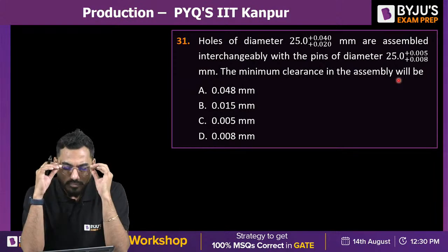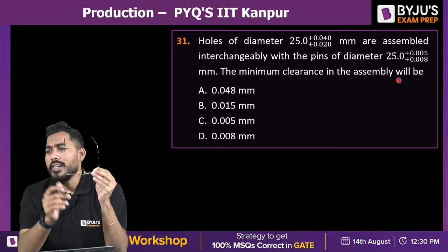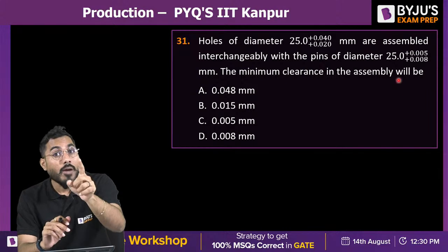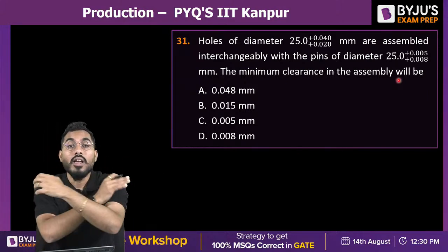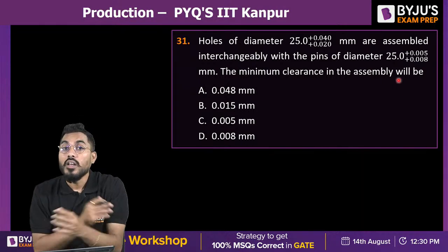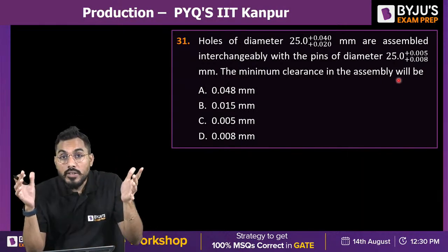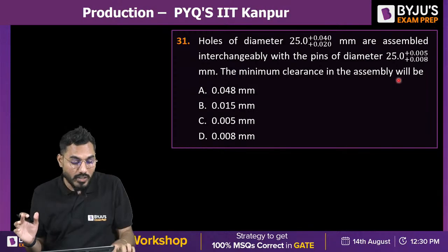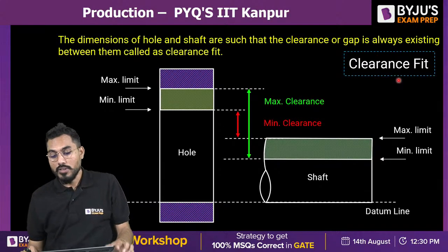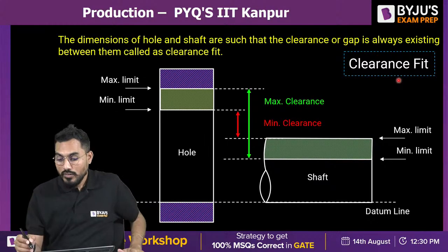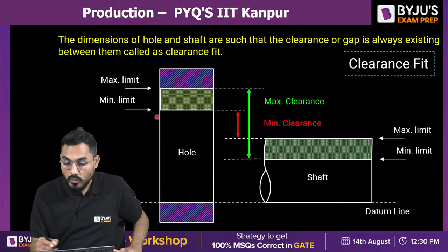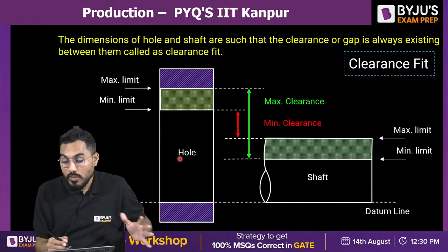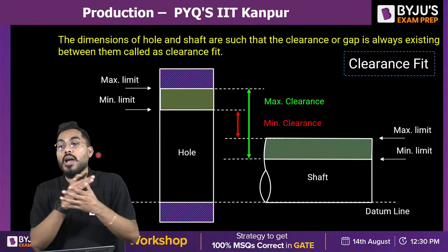Minimum clearance. The clearance fit is generated when the diameter of the shaft is less than the diameter of the hole and no force is required during assembly. There is always a gap present between the dimensions of the punch and the die. If I draw the graphical representation, you will understand this. This is my punch, my shaft, a solid shaft. This is the hole created, the hollow portion. When they are assembled, there will be a clearance or gap present.